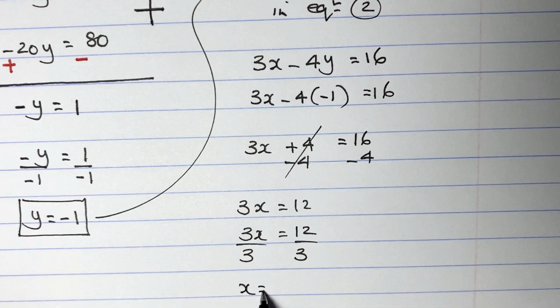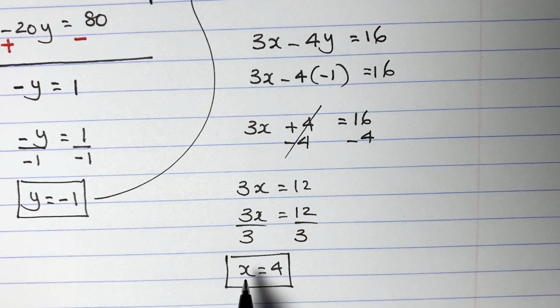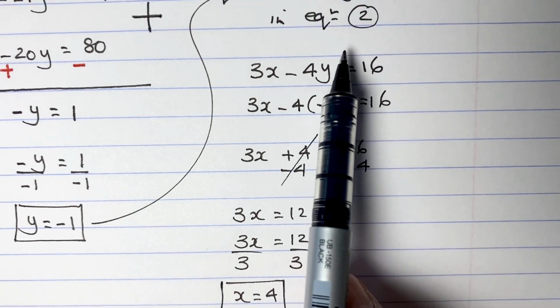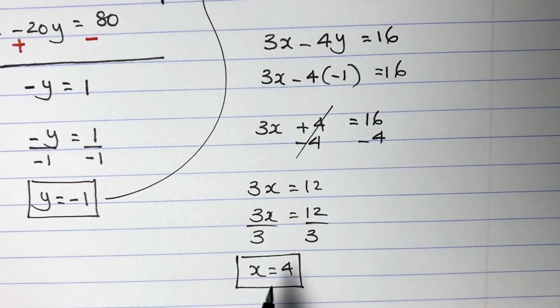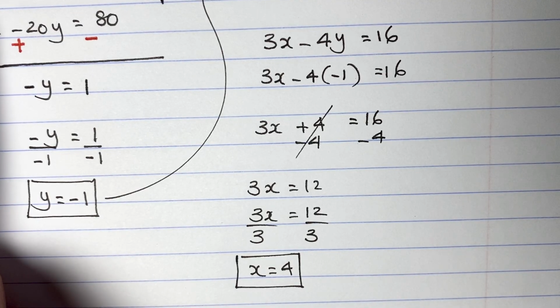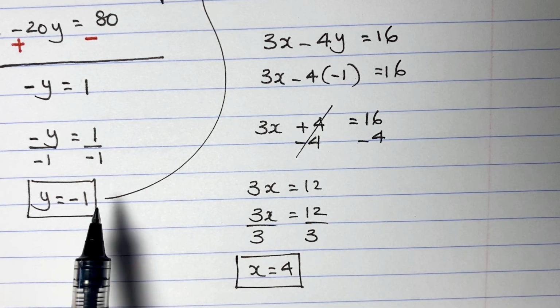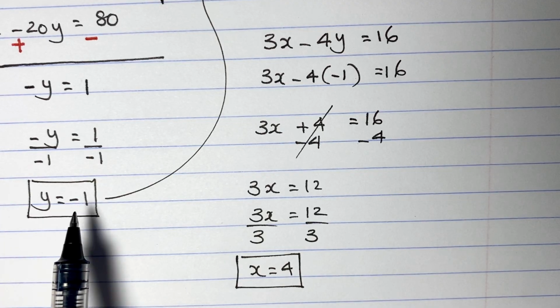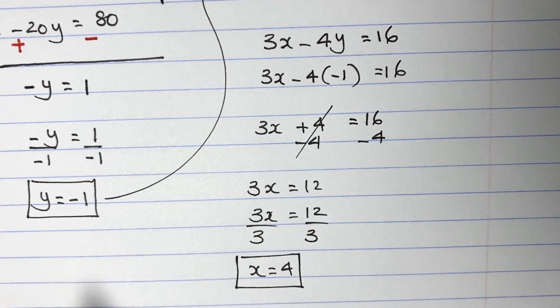So x equals 4. Let's do a mental check in the equation that you did not use. You used equation 2, so let's see if we can satisfy equation 1 by replacing x with 4 and y with minus 1.